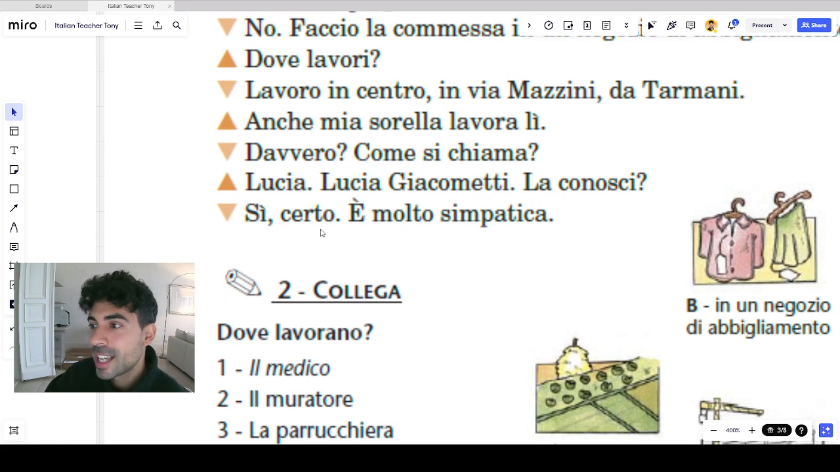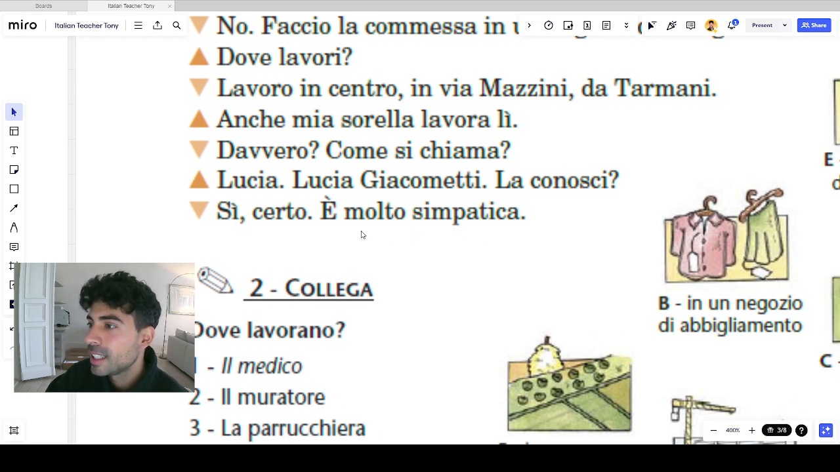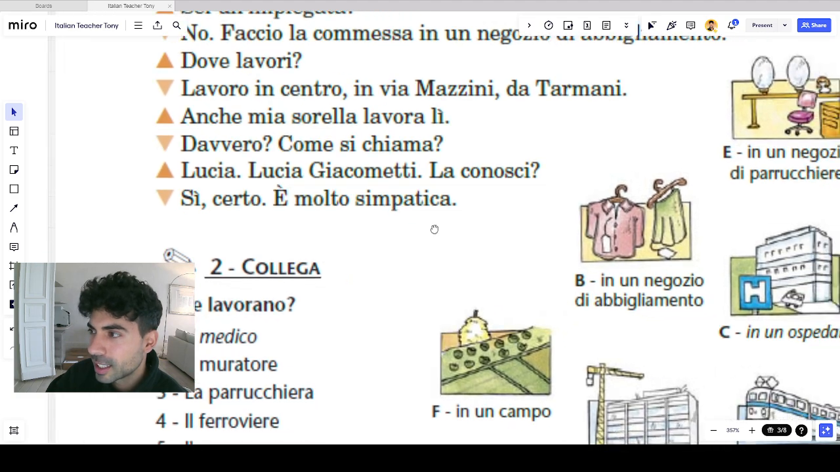Sì, certo, yes, of course, è molto simpatica. She is very nice, sympathetic.